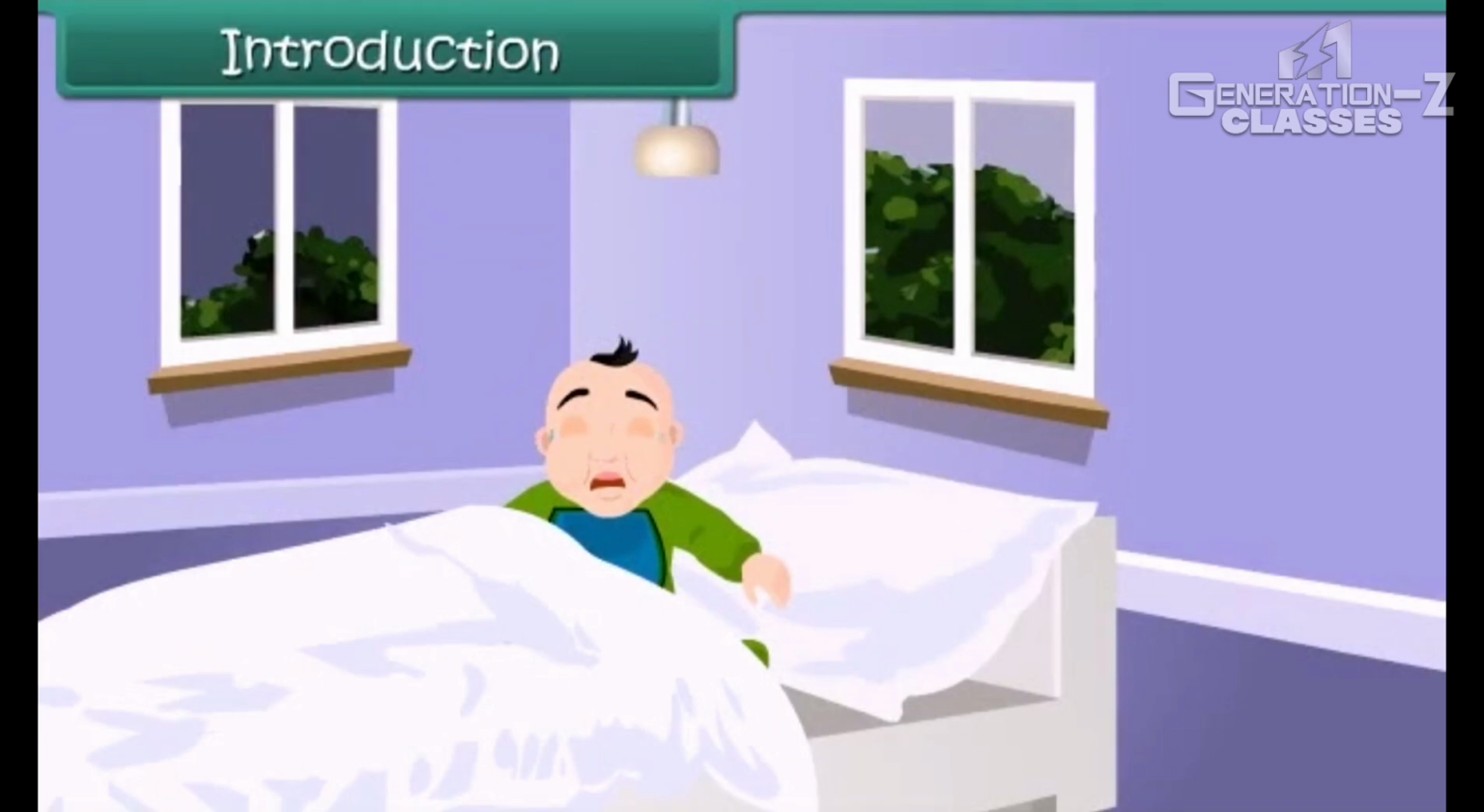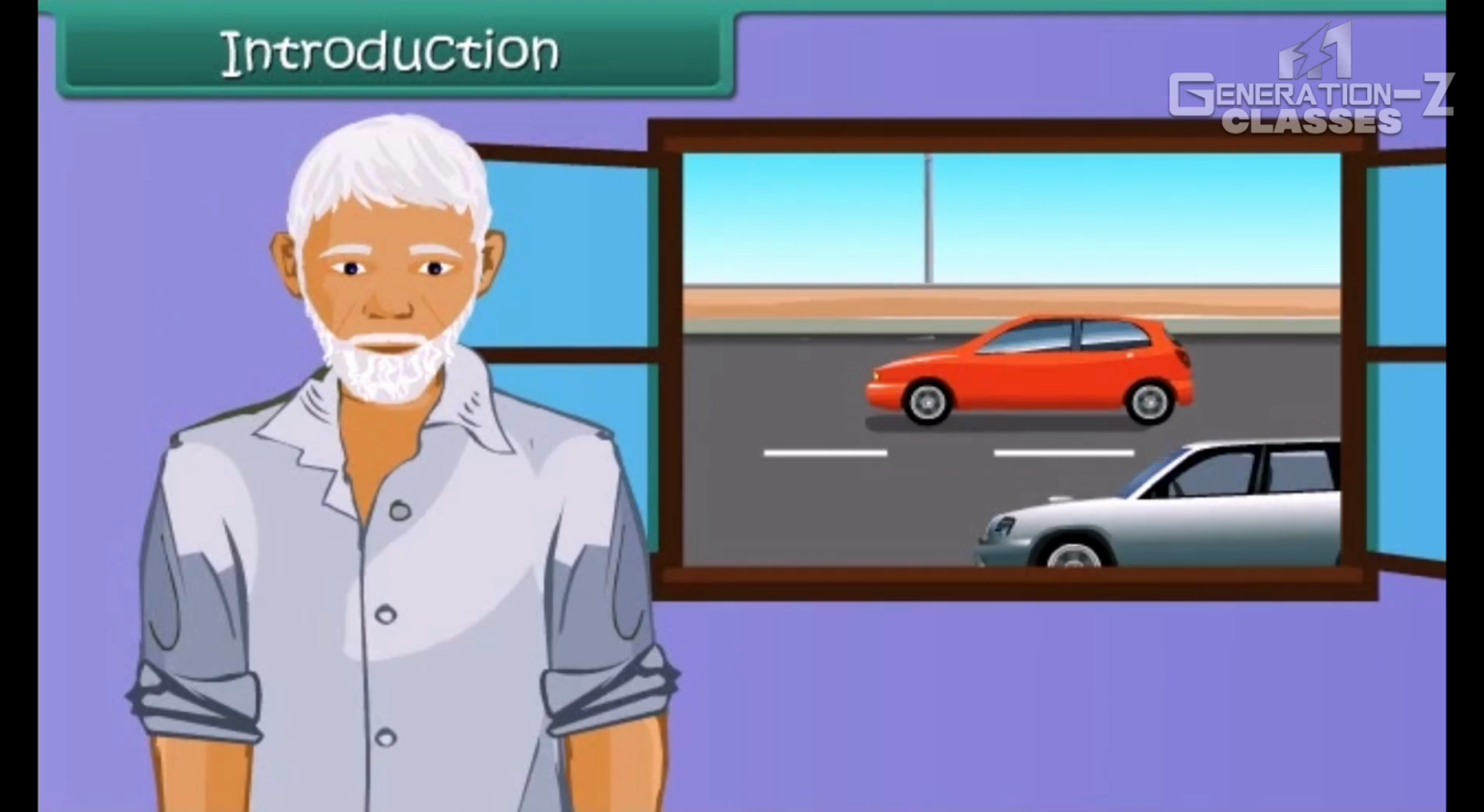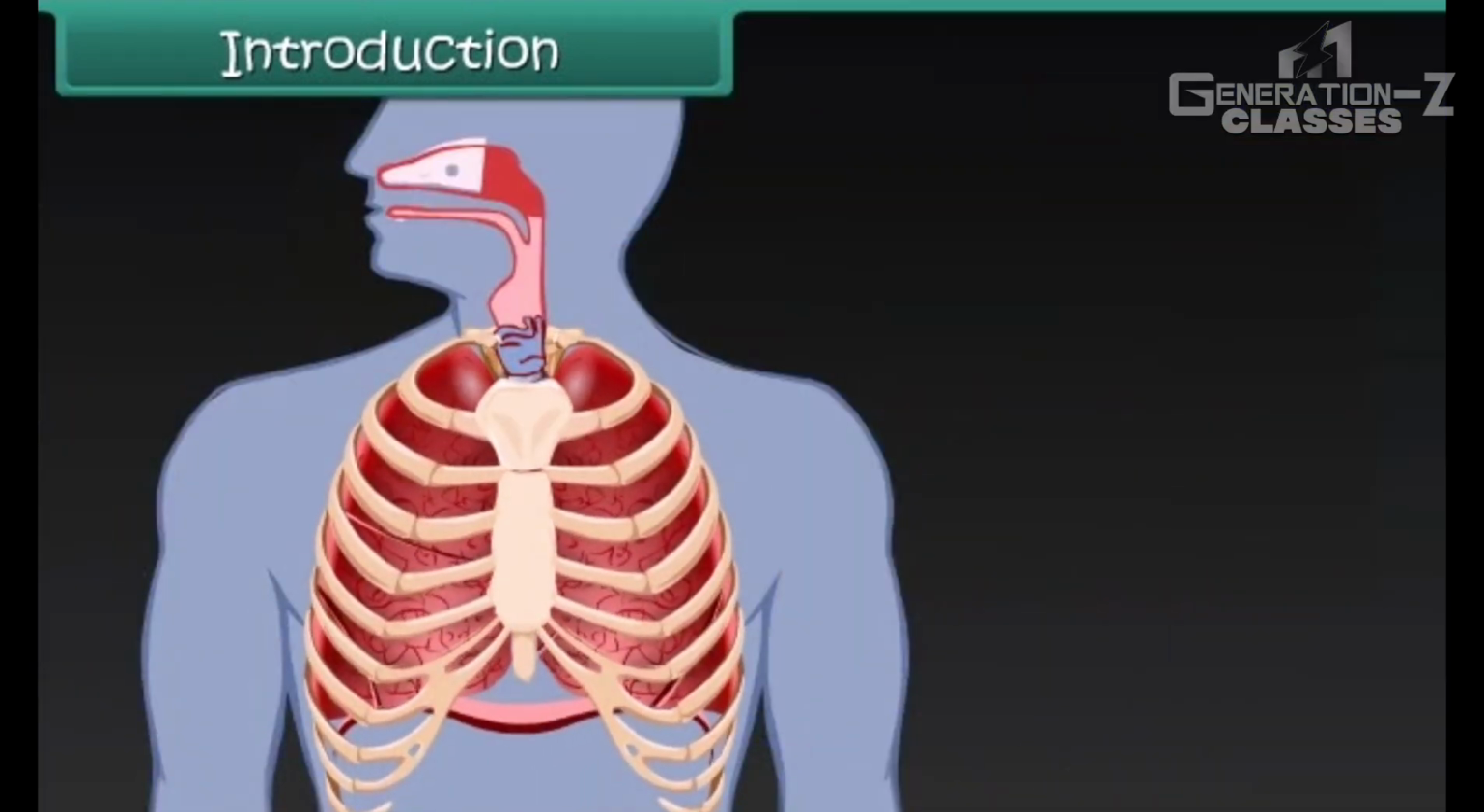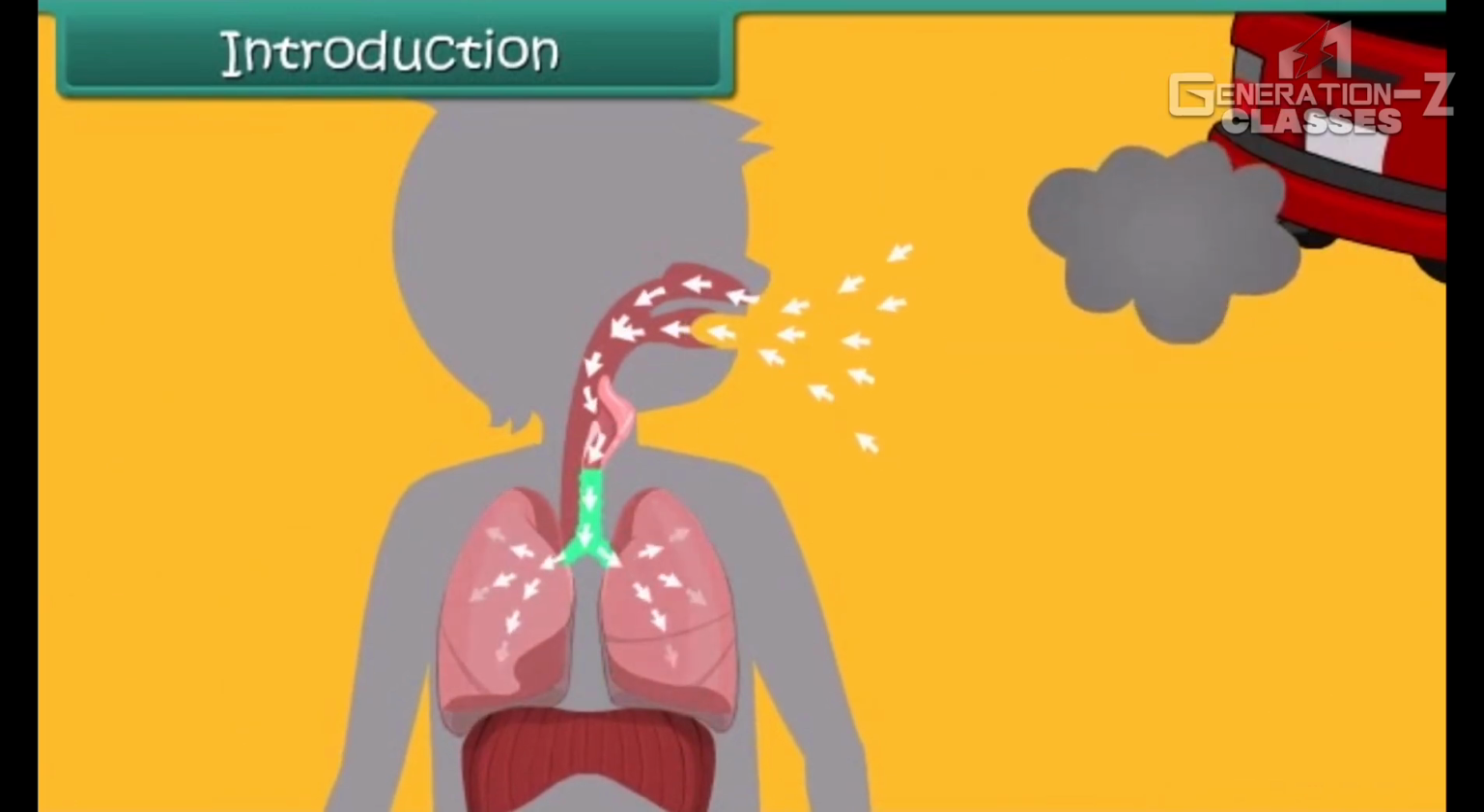Introduction. The little girl is crying. She's finding it difficult to breathe. See this old man. He lives in the busy area of a city. He is suffering from lung disease. Air pollution is the root cause for their sickness.